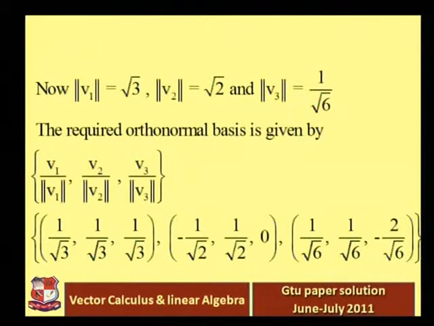Dividing by the norm of each vector, the required orthonormal basis is given by v1 over norm v1, v2 over norm v2, v3 over norm v3. The first vector is (1/root 3, 1/root 3, 1/root 3). The second vector is (-1/root 2, 1/root 2, 0), and the third vector is (1/root 6, 1/root 6, -2/root 6). To check that these three vectors are orthonormal, the inner product of any two vectors should be 0 and the norm of any vector should be equal to 1.